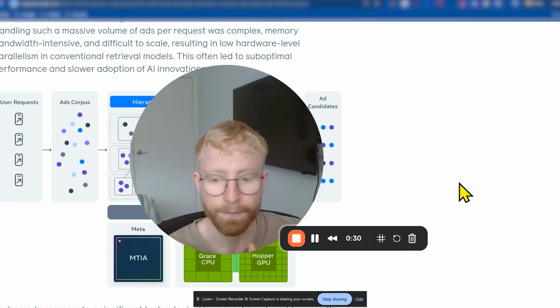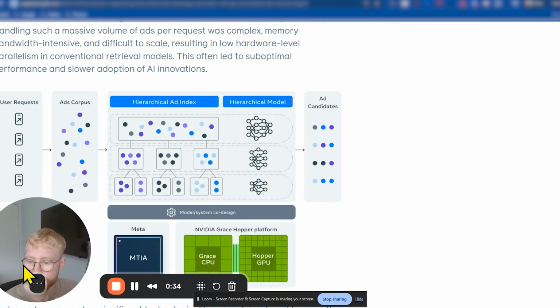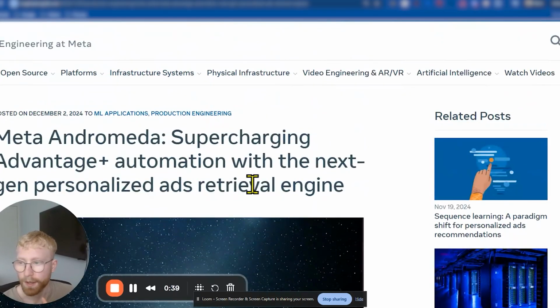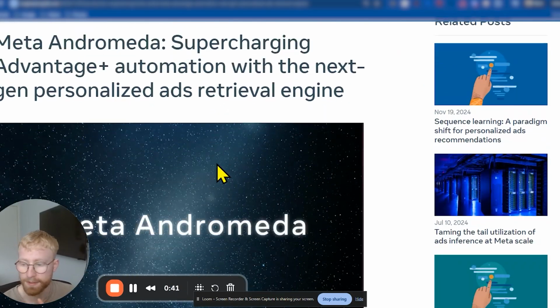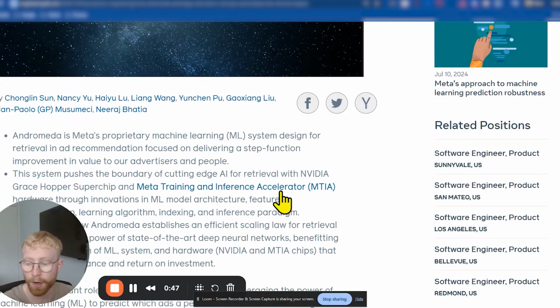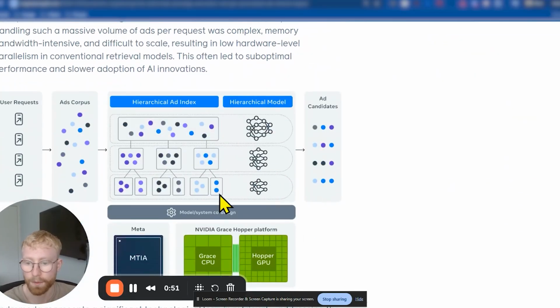So I might put this in the description. This is straight from Meta. This is like Meta documentation, engineering at Meta. It just discusses how the actual Meta Andromeda update works. What I'll do is I'll just scroll down to this illustration here, which explains it quite well.